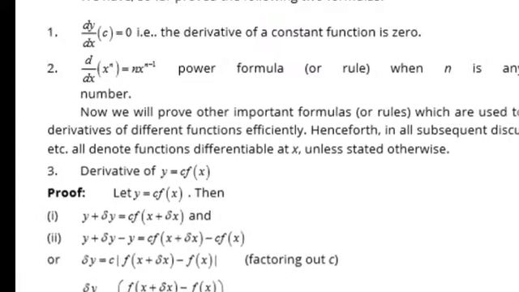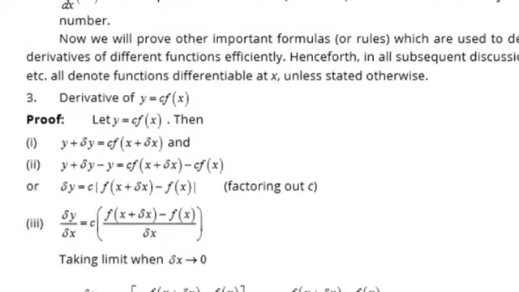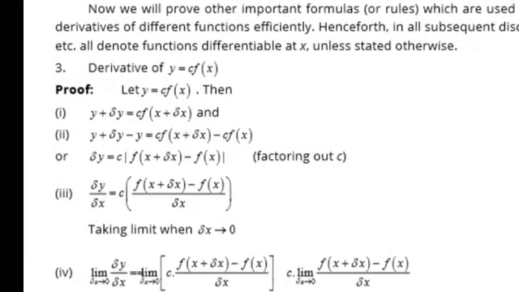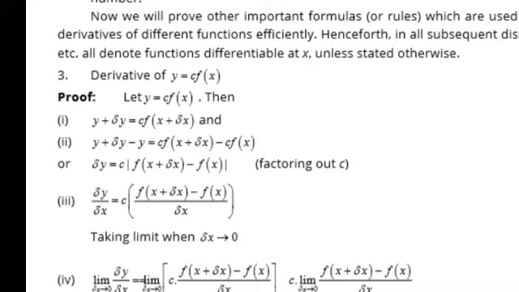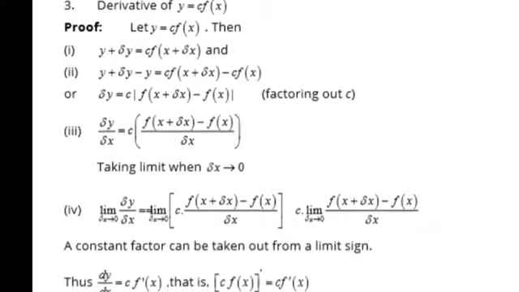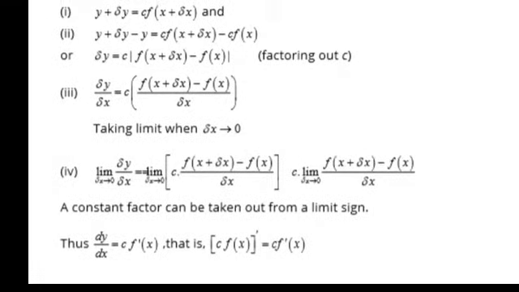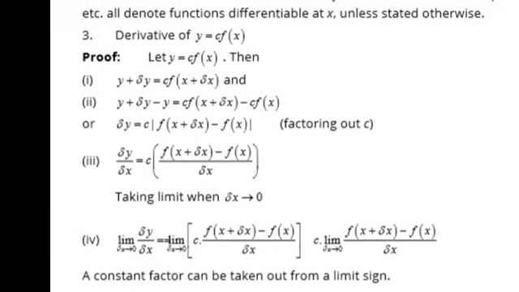And the third derivation is a constant multiplied by the variable. We apply the rule of definition. We change the variable, y plus delta y, x plus delta x, then subtract these values, divide by delta x and take the limit, and at the end we find the answer: constant and derivative of variable.